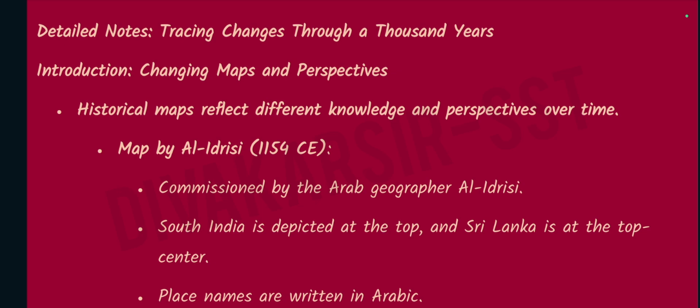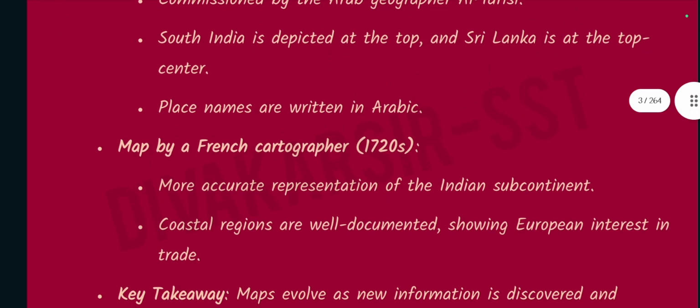South India is depicted at the top and Sri Lanka is at top center. Place names are written in Arabic. Map by a French cartographer, 1720s. More accurate representation of the Indian subcontinent. Coastal regions are well documented, showing European interest in trade.